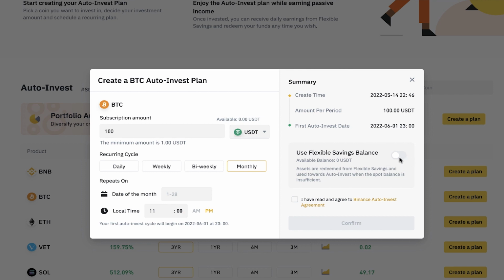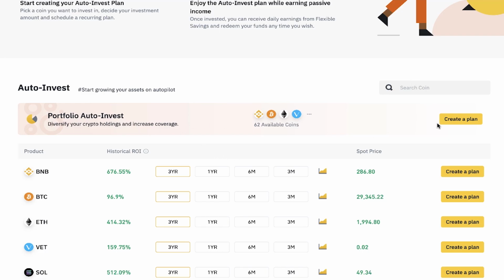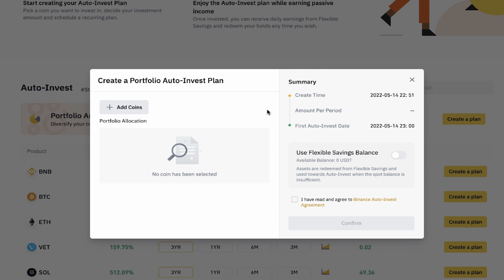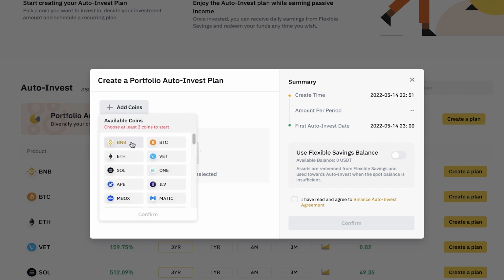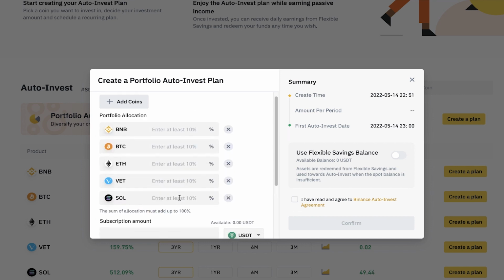So here, if you turn this on, when your spot wallet for the stablecoin you chose here is insufficient or empty, the auto invest function will use your flexible savings balance to execute the purchase, and if the flexible savings balance is also insufficient, the order will be cancelled and the system runs as usual until the next cycle or period to make another purchase. Simply we click on confirm and it's done. Here at the top of the list, you can create a portfolio of crypto assets for auto investing. You can simply add any number of coins that you want to invest, actually auto invest, and the rest is similar to what I just explained.